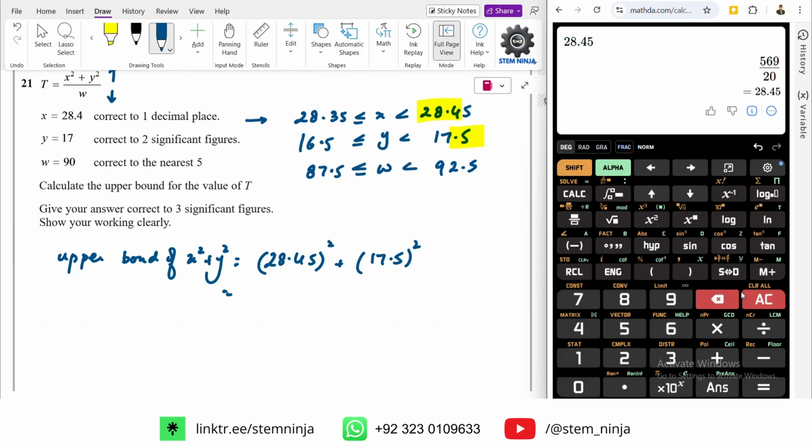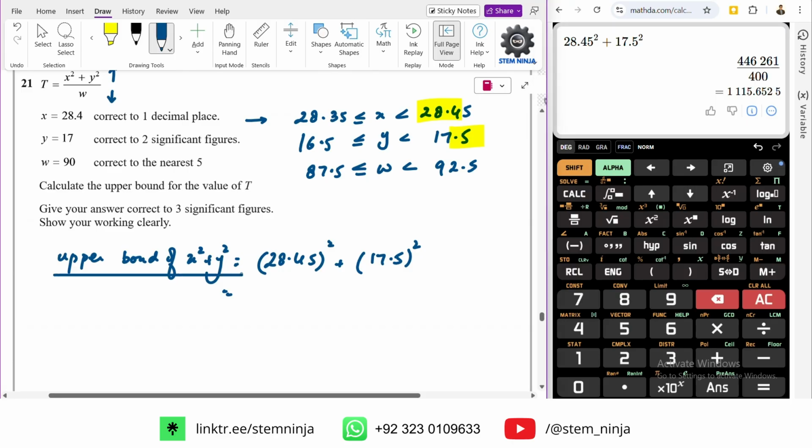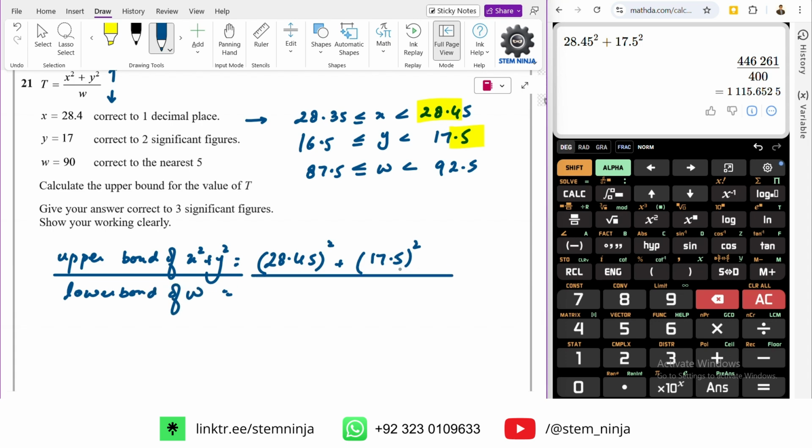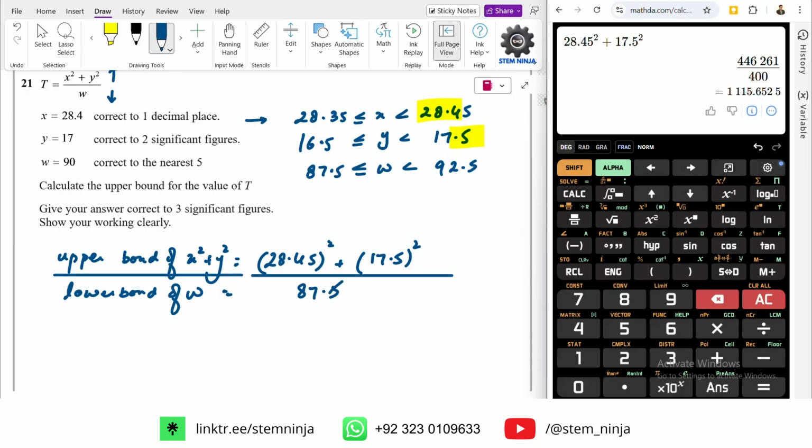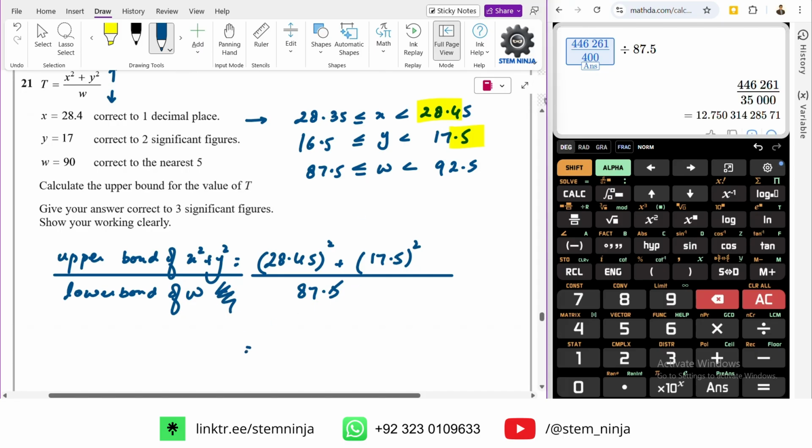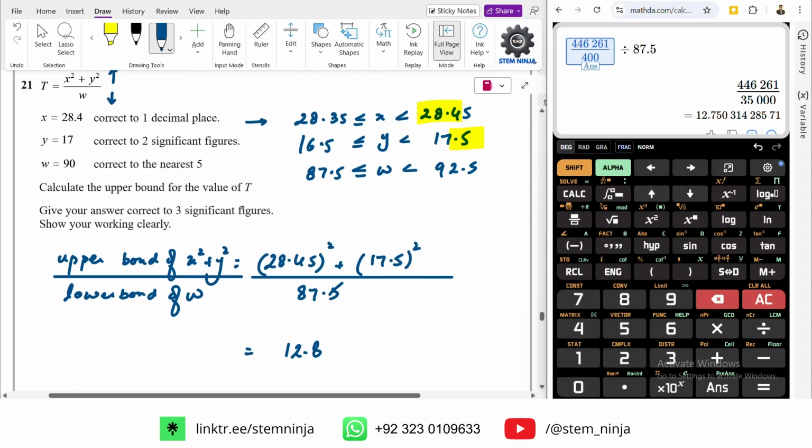So 28.45 squared plus 17.5 squared, and the lower bound of w, so w lower bound 87.5. So this divided by 87.5, we get 12. We needed 3 significant figures, so 12.8. Right, okay, let's move on to the next question.